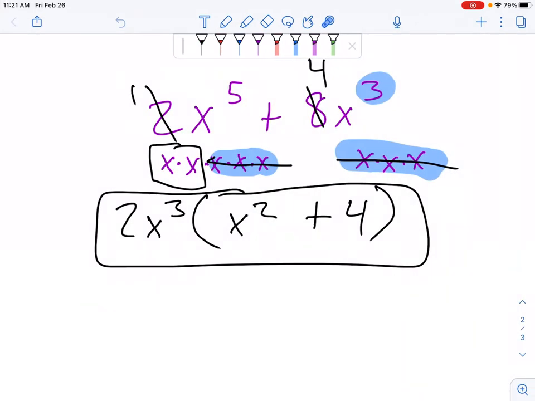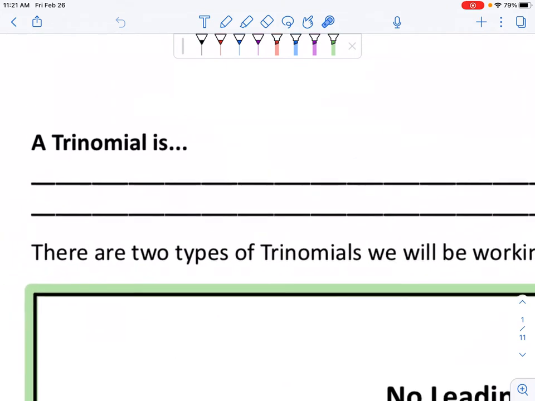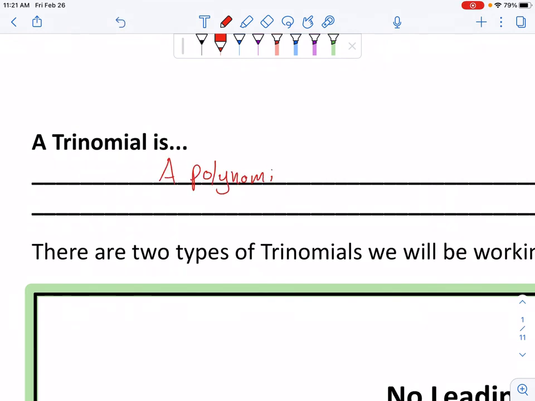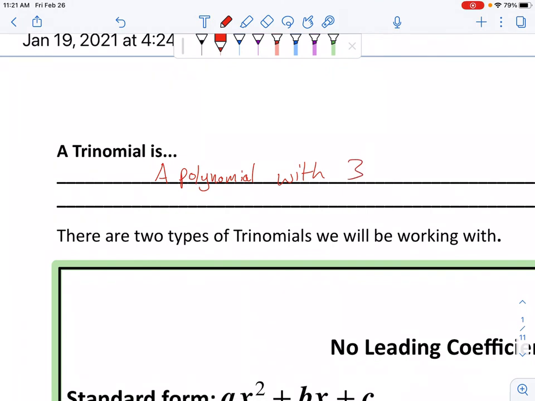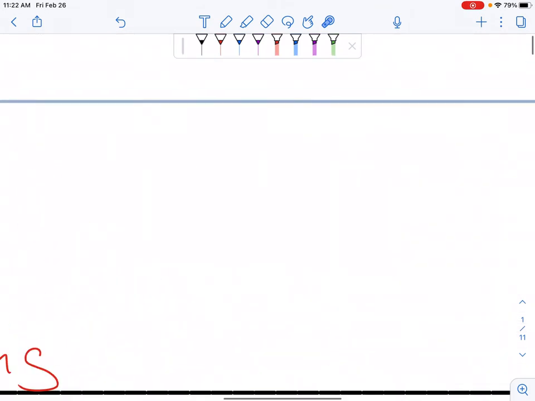Jumping to what we're going to be working on today in 8.2, we're going to be doing something similar, but we're going to start learning there's a special pattern that exists, and we're going to learn how it works within a trinomial. So a trinomial is a polynomial with 3 terms. And our trinomials are made up of 2 binomials that multiply together. So hang with me here.